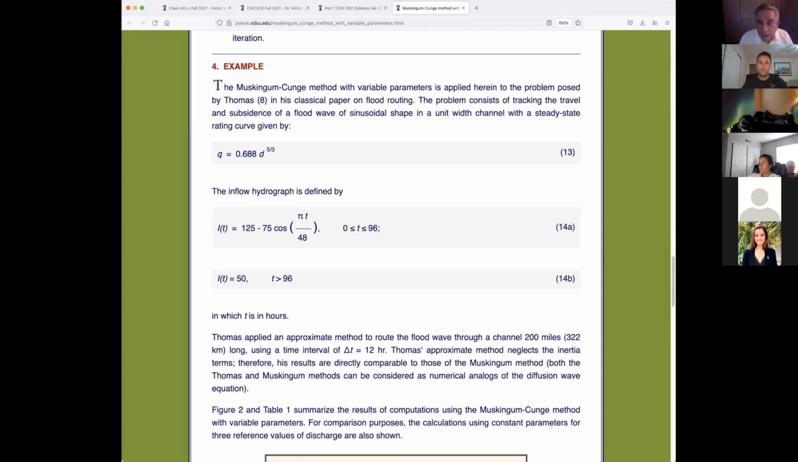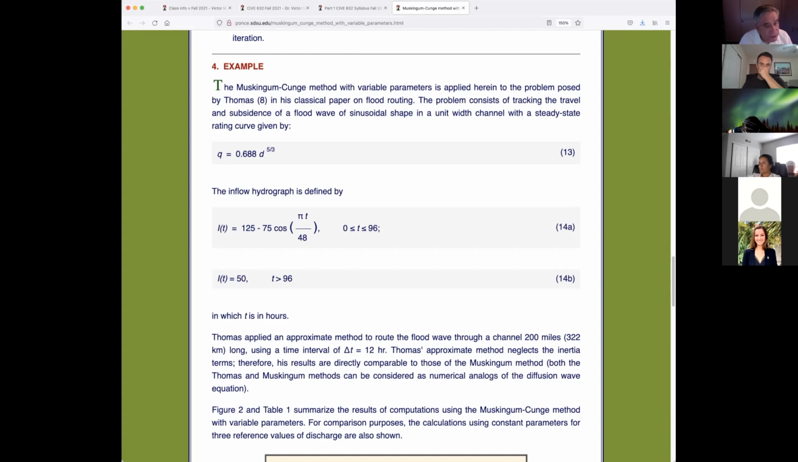The problem consists of tracking the travel and subsidence of a flat wave of sinusoidal shape in a unit width channel with a steady state rating curve. So I believe the slope, I don't remember right now, is 1 foot per mile, something like this, which gives you a slope, and then from the slope you can calculate the alpha. So in other words, this 0.688 has been calculated by putting in there the slope. You can review this in my papers, and it's there. You'll see it. I'm sure you'll see it. And the d to the 5/3 is because this is a Manning formulation that Thomas was using.